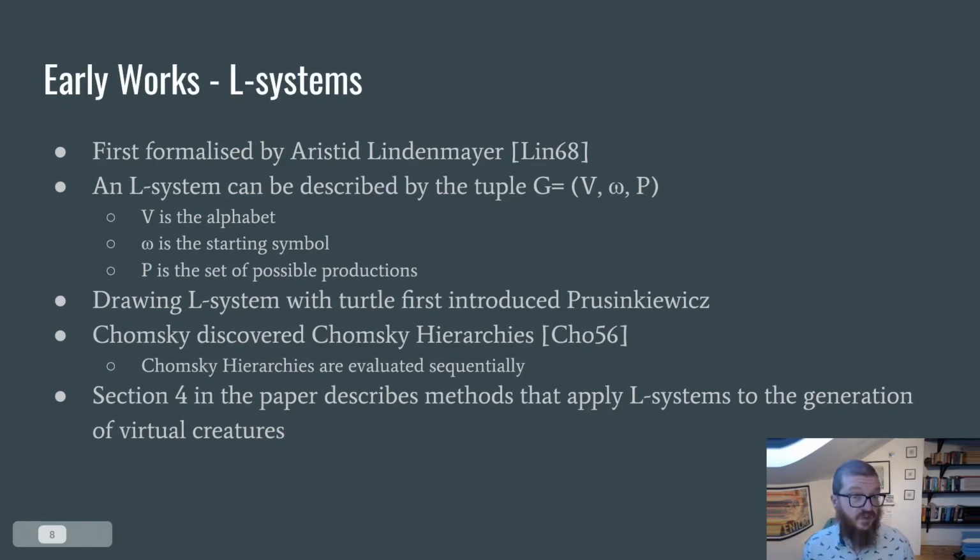Chomsky discovered Chomsky hierarchies in 1956, some years before L systems, and the two are closely related. One of the main differences between the two is that while the latter are evaluated in parallel, Chomsky hierarchies are evaluated sequentially.